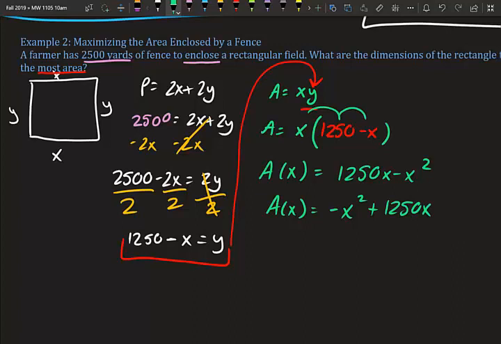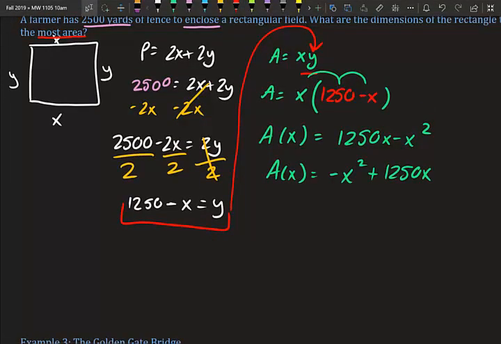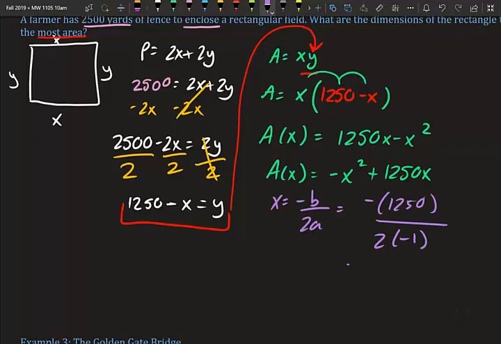All right, so now that we have our quadratic, we can figure out the most area. And remember, most, that's already hinting at the vertex. So our vertex is negative b over 2a, so negative 1250 over 2 times negative 1. So we have negative 1250 divided by negative 2, and we get positive 625. I don't have my calculator with me, so 625. So that's exactly what x is.